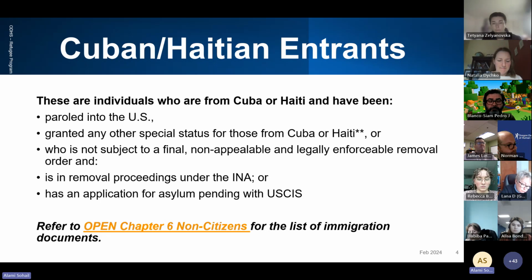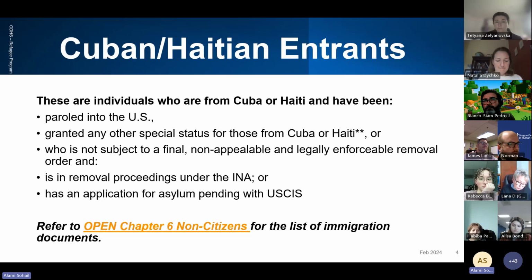So they're either paroled into the US and they would have either a parole document or they would have an I-94 that says parole. They're granted a special status for individuals from Cuba or Haiti. Again, this will be on their I-94. There are a couple of codes that you have to keep an eye out for.